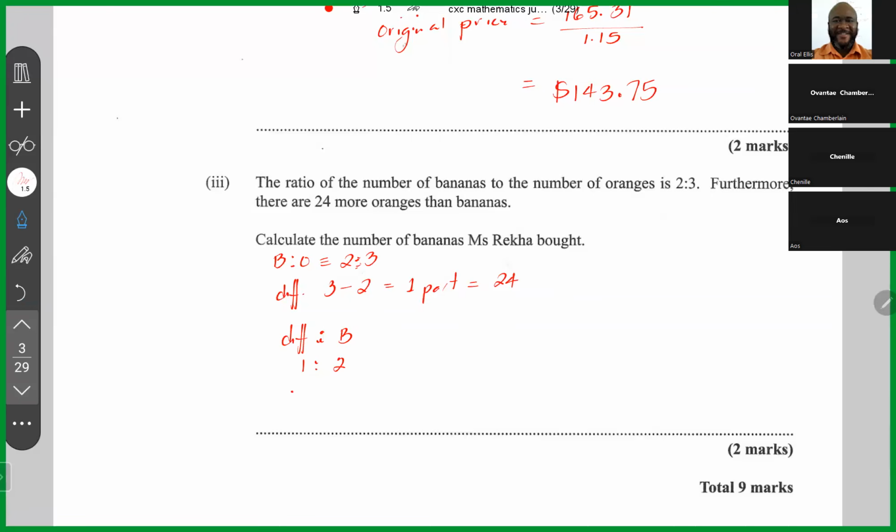Now the difference is 24. The number of bananas I don't know, so I'm going to call it x. Then I'm going to cross multiply. 1 times x is equal to 2 times 24. x is the number of bananas, so there's a total of 48 bananas.